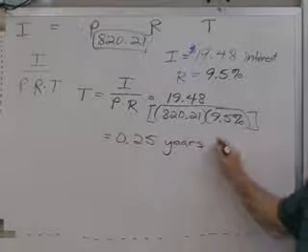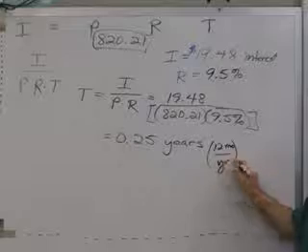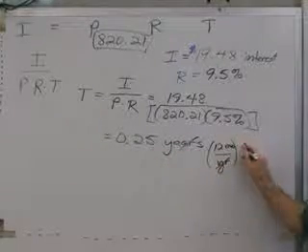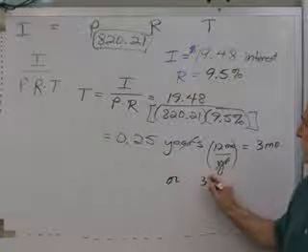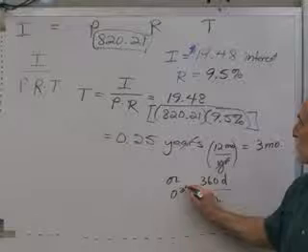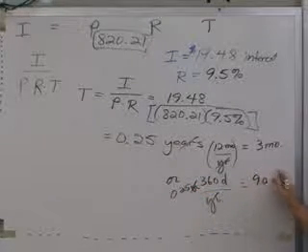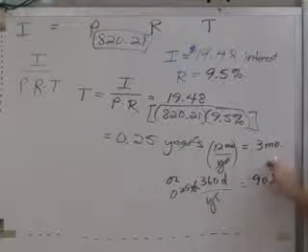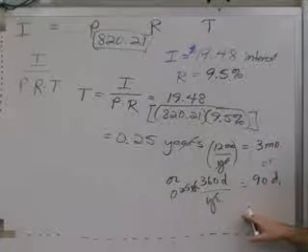So either way, we could multiply this by 12 months in a year, and we'd get 3 months, or we could multiply it by 360 days in a year times 0.25 years. The years would cancel and we'd get 90 days. So you'd have to have one of these two answers to get full credit on a question like this.